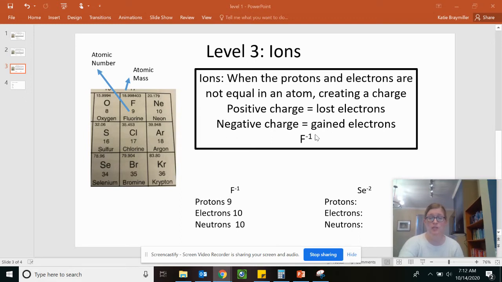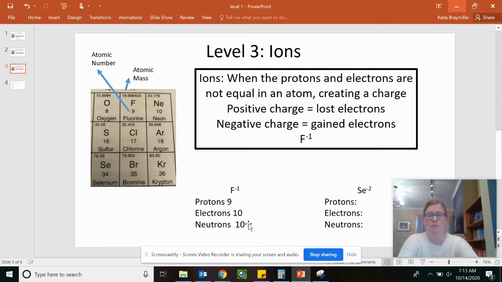An example of how this will look is shown right here. Fluorine with a -1 charge is an ion. It means the protons and electrons are not equal. Let's look at these examples below. Fluorine -1. We know that protons are still always equal to the atomic number. The atomic number of fluorine is 9, so protons equal 9. The electrons usually equal 9, but since it has a -1 charge, that means it gained 1. Instead of having 9, it's now going to have 10 because it's an ion.